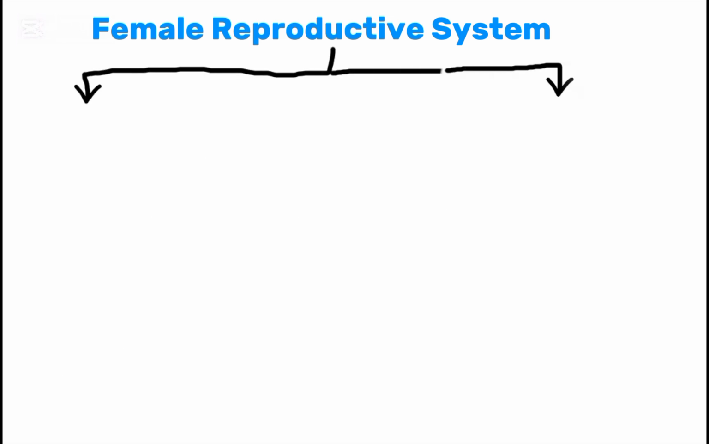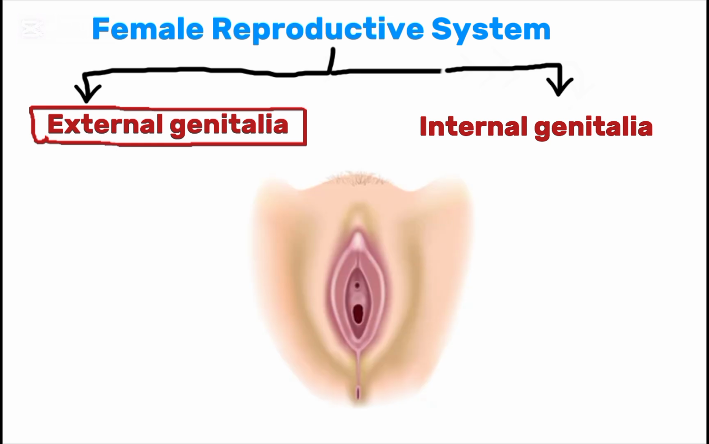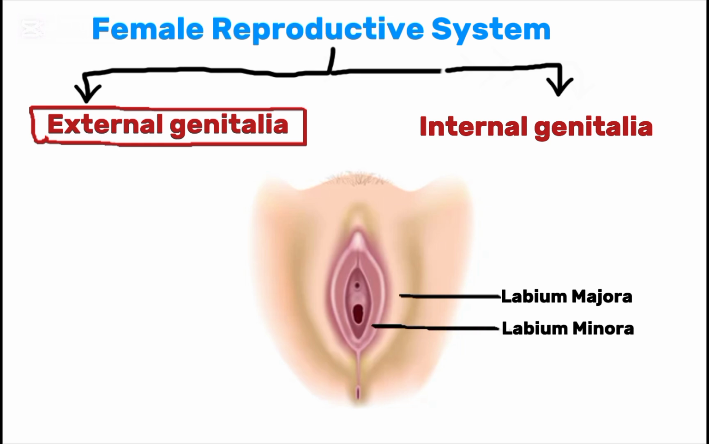Organs of the female reproductive system are divided into the external genitalia and internal genitalia. First, we will look at the external genitalia, that is also known as vulva. The boundaries of the vulva are formed by large folds of the skin that are labia majora. In between the labia majora, there are smaller folds of the skin that are labia minora. The cleft between the labia minora is the vestibule.